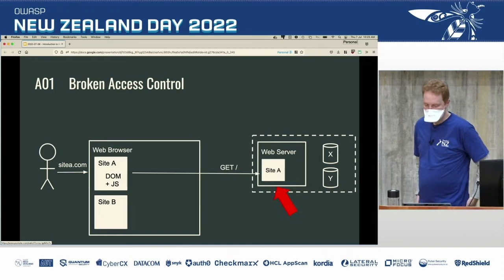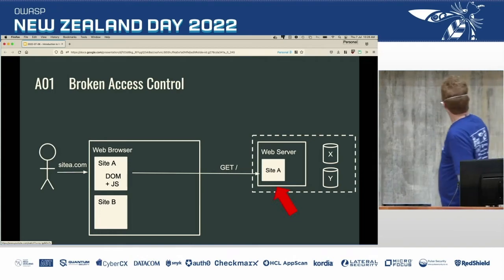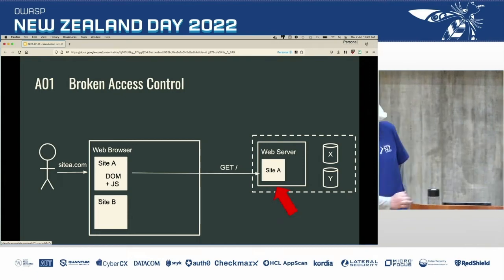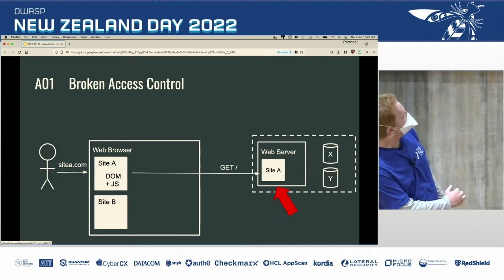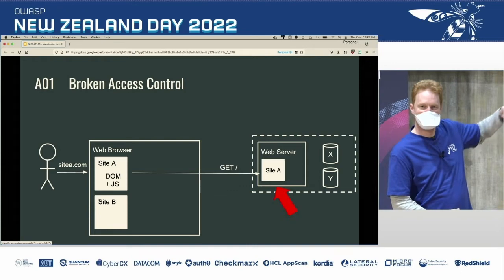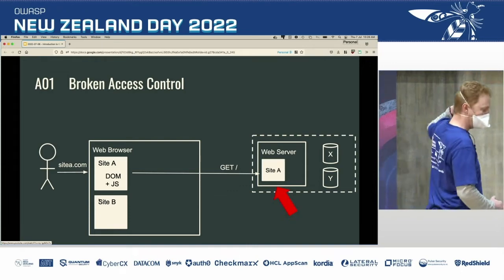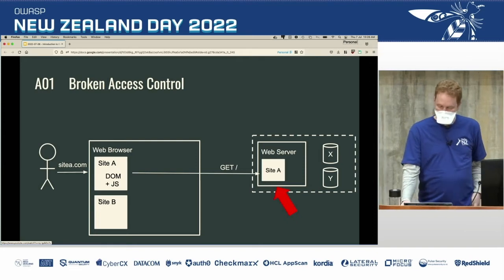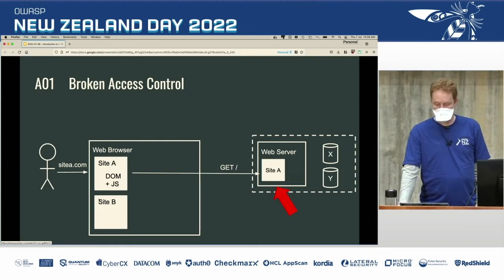So broken access control, what is that? Well, that's really about your web server. Man, I hope there's no other people that are colorblind like me because I can't see the red arrow on there. Sorry about that. So that's whether your web server is making good decisions about who can access what.